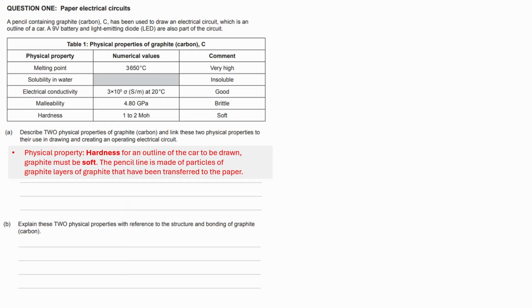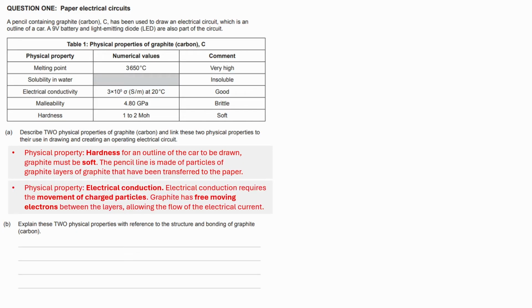The second property, of course, if we want to make an electrical circuit, we need it to be able to conduct electricity. So that's the second property, and electrical conduction requires the movement of charged particles. You should have learnt that if you need electricity to flow, you need charged particles. They are either going to be free moving electrons or ions.